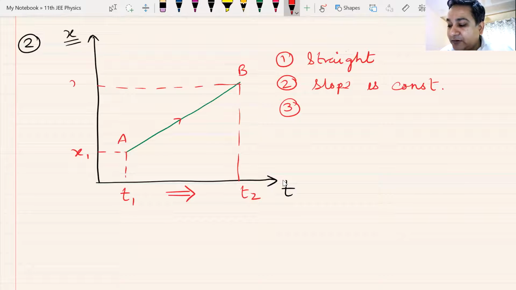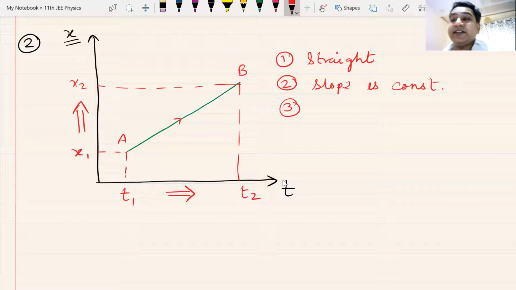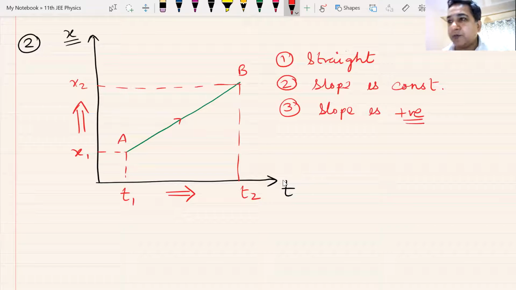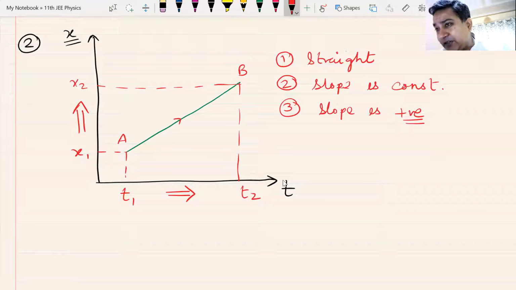You are absolutely correct. When you are going from A to B, look at this, time is increasing, the position is also increasing. Time is increasing, position is also increasing. So what about the slope of this graph? Slope is positive. Very correct. Slope is positive, Santosh. Not increasing, beta. Slope is constant. Slope is positive. Yes, Karthik, you are correct.